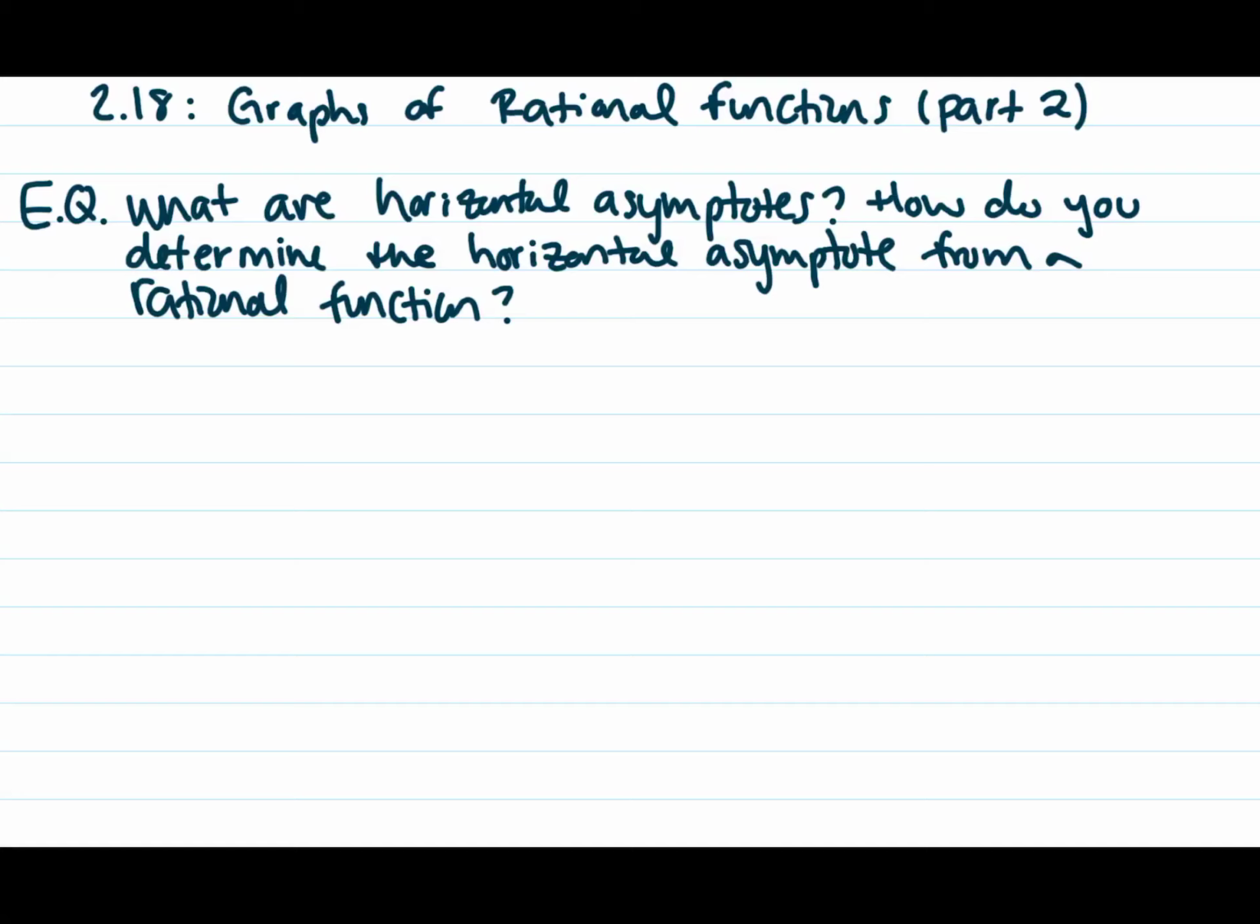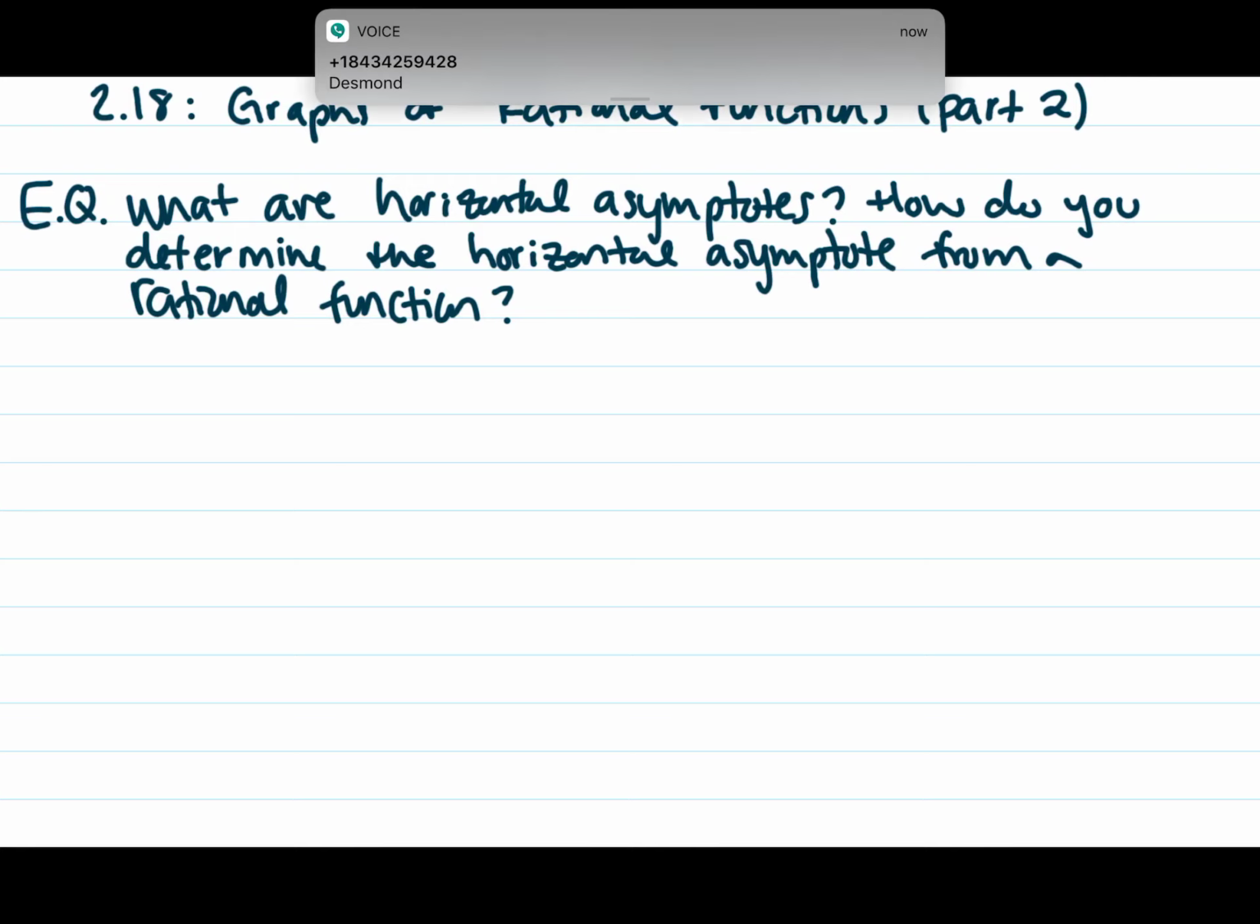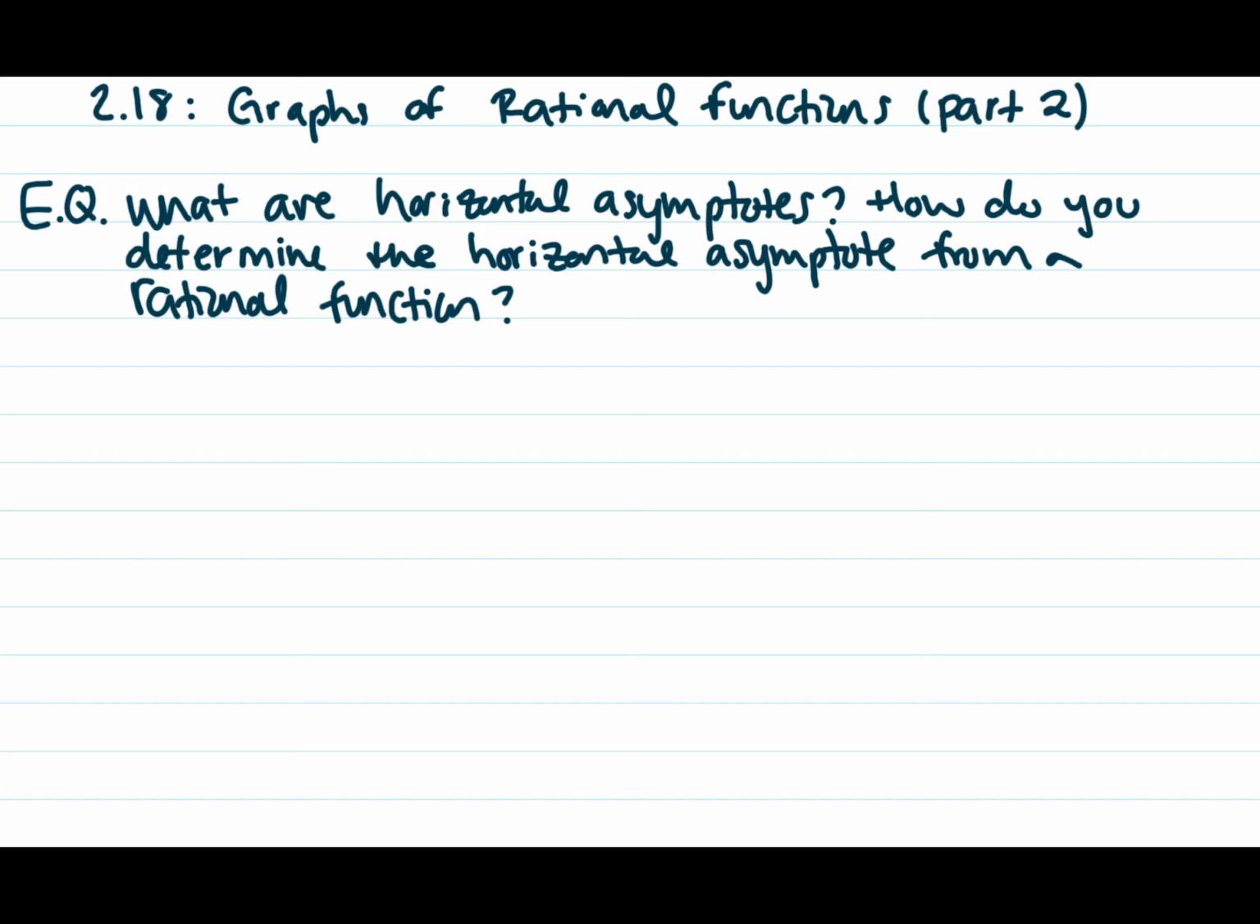Alright guys, so we're going to do section 218 today. It's the second part of rational functions. So we're going to be looking at horizontal asymptotes. We spent the whole last lesson talking about vertical. So how do you find a horizontal? That's what we're going to go through today. We're still going to be looking at vertical asymptotes and domain and range all along. We're just now adding in that horizontal part.